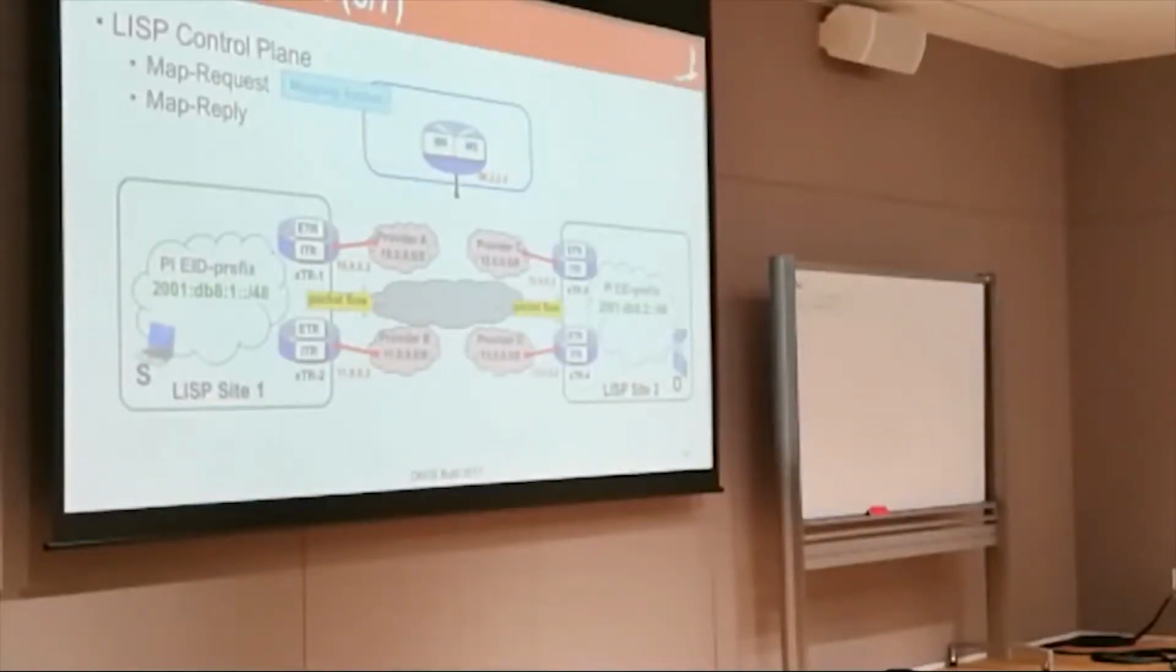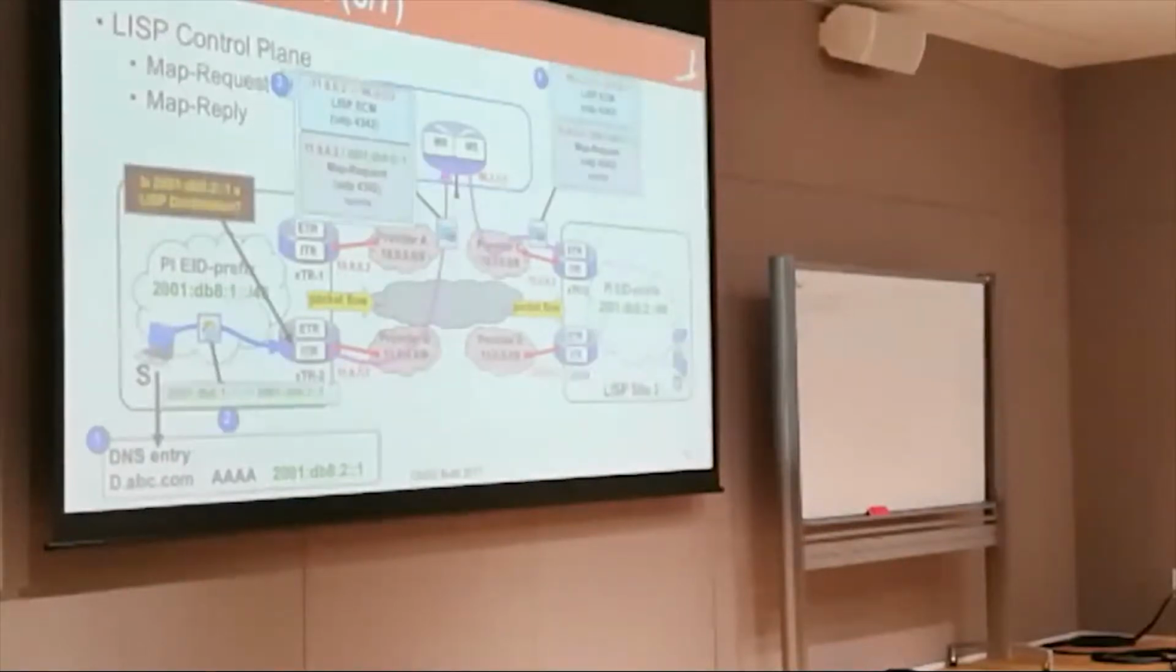Once the mapping has been registered, some router may want to query the mapping information, and it can send a map request message like this, and so on. So we have several different types of control messages being sent between the control plane and the data plane.